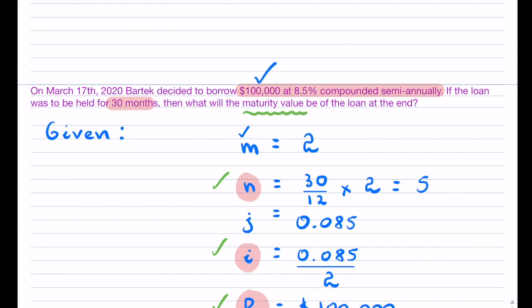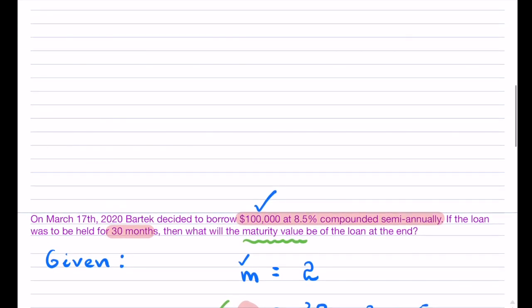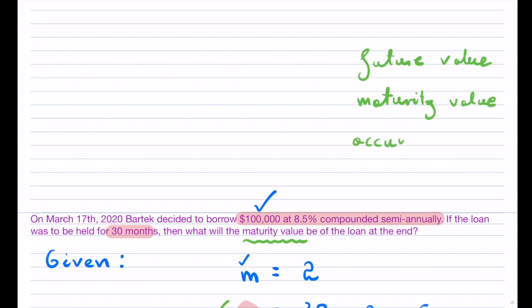And yes, by the way, your future value is also known as maturity value, which is when the investment or loan matures, or finishes. So you may see that terminology, and sometimes you may even see accumulated value. So just watch out for them. All of them mean exactly the same thing.